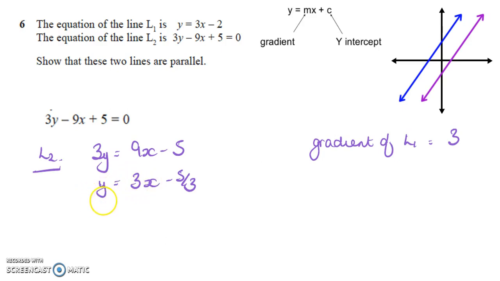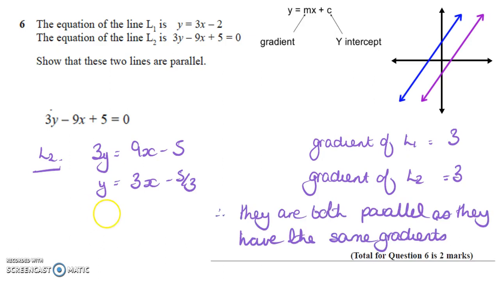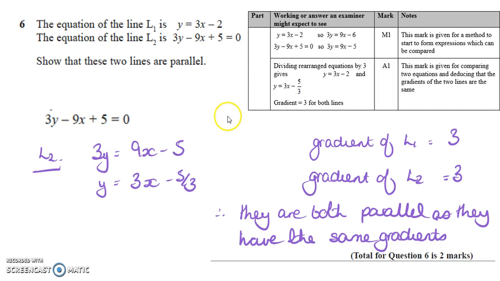So we can see here, now we have the gradient. Again, we've just got a 3 in front of the x. So we can say that the gradient is 3 for L2 as well. And it's just good practice to write some sort of conclusion for a show that. So I'm just going to write down, therefore they are both parallel as they have the same gradients. And that's only worth 2 marks. So all the work was for rearranging this second equation. The mark scheme kind of reflects that.